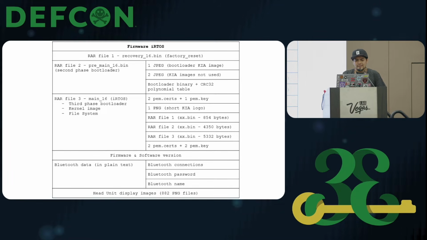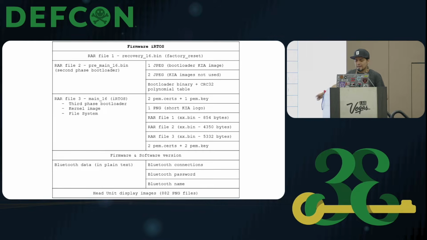The third part is the 3 RAR file. In this case we have the kernel, the file system, and also here we have the certificates, the private key, the public key, 1 PNG file, and 3 more RAR files, as you can see, that are part of this big binary. After that, you have the firmware and software information in a very short part of the firmware. And after that, very dangerous, the Bluetooth data in plain text: Bluetooth connection, Bluetooth password, Bluetooth name.